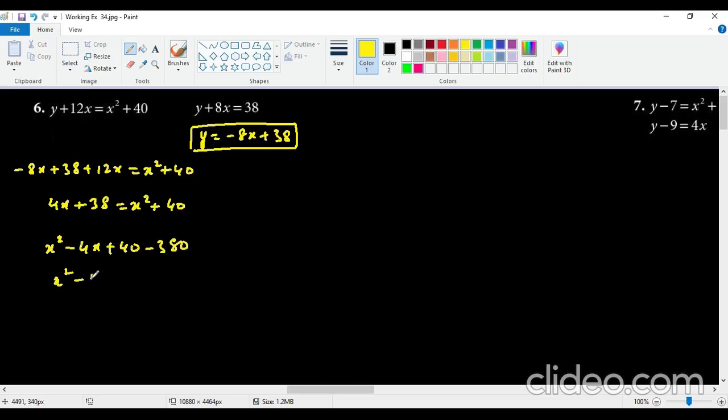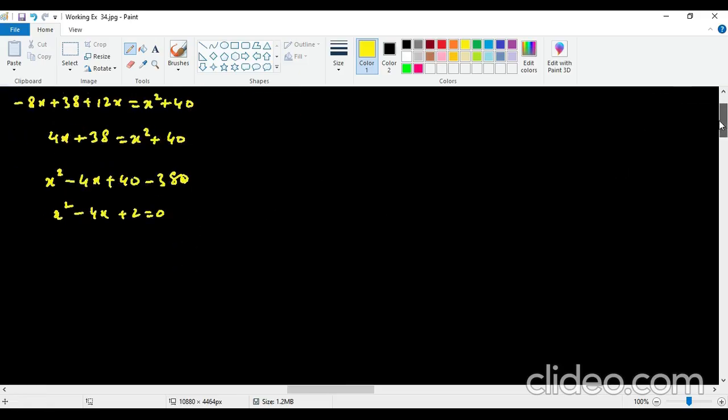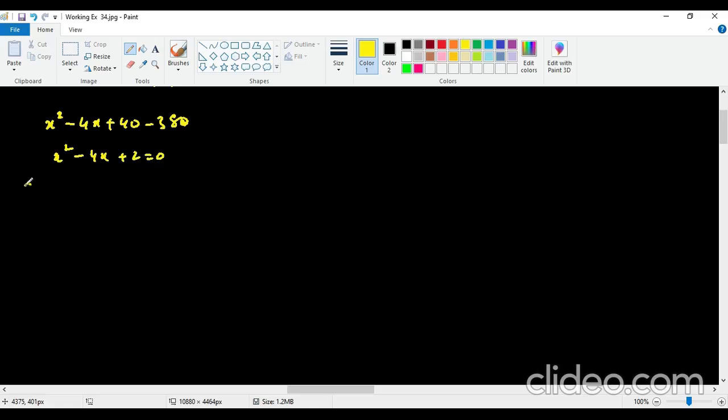equals 38 minus 40, which is going to give us a 2, plus 2 equals 0. Now this is the quadratic equation in which a equals 1, b equals negative 4, and c equals 2. And I will plug this value into the quadratic formula.